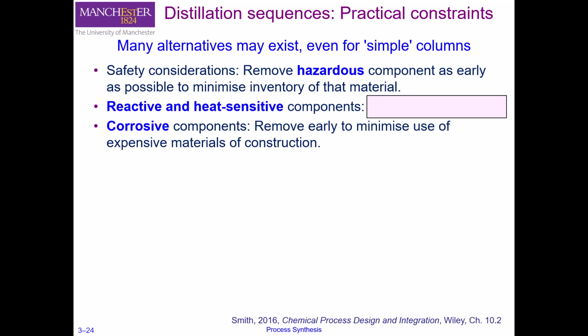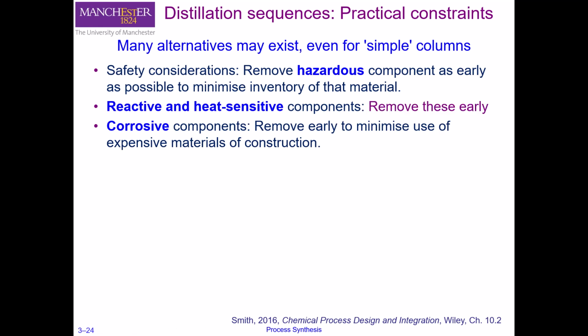So first of all, before we actually start choosing the sequence, we need to exclude certain options by thinking about practical constraints. And these practical constraints come from the book of Robin Smith. That is also our textbook. First of all, if we have a hazardous component present, every column that contains that hazardous component is itself adding to the hazard. So we would like to take out that hazardous component as early as possible from the sequence.